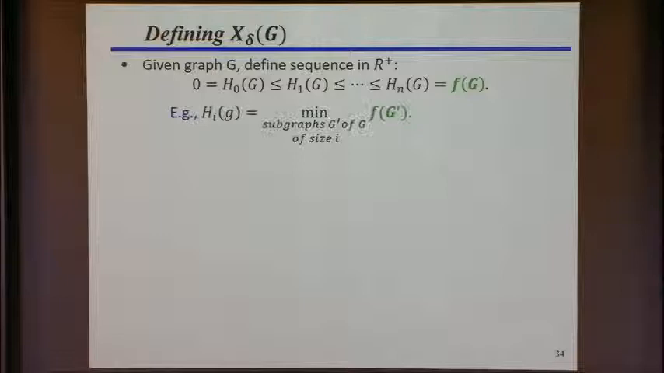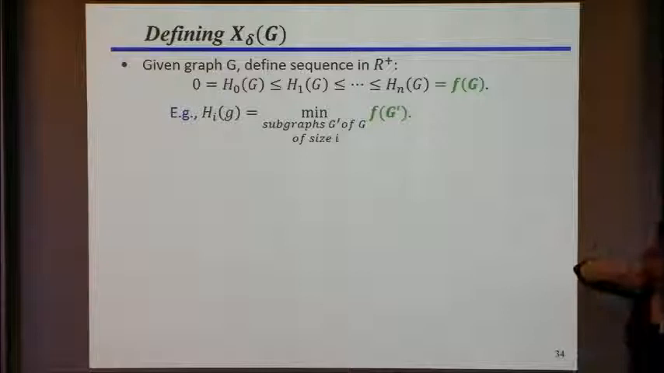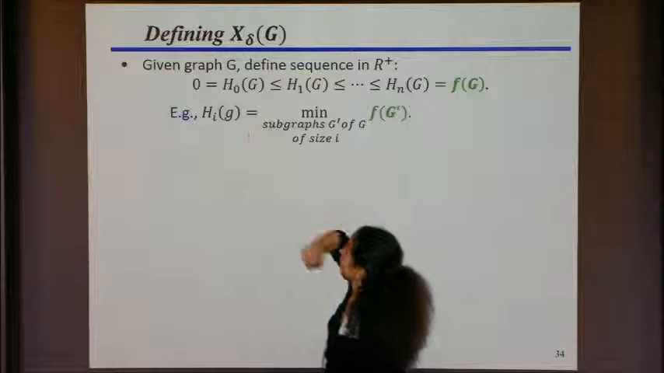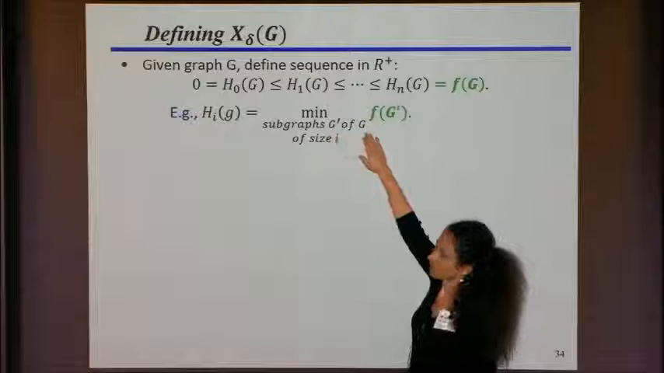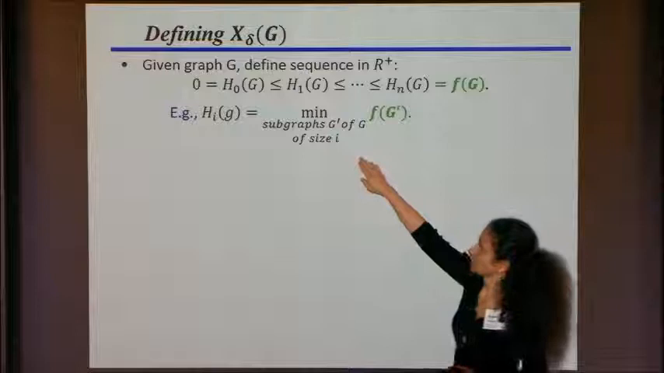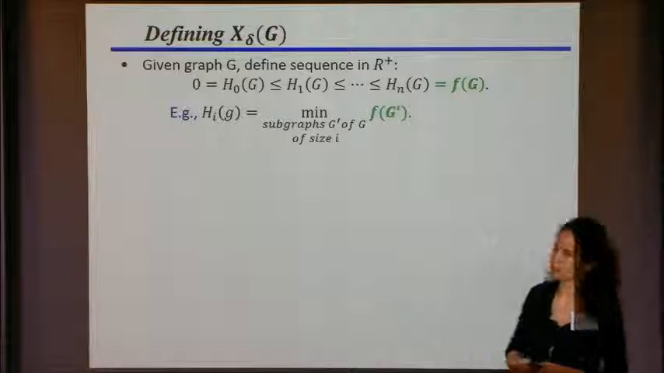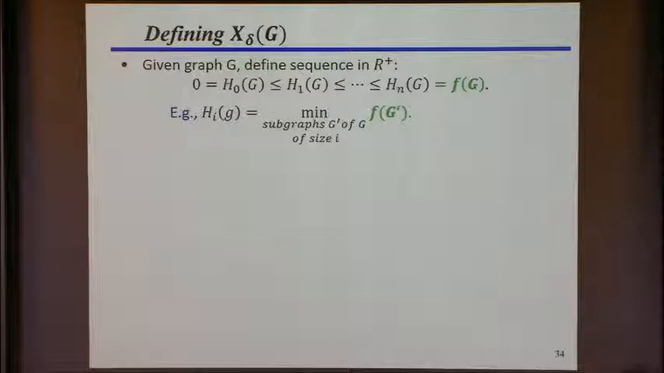One function that you can think about there: h sub i of G, where G is the capital G graph, is the minimum over all subgraphs of the graph G which have i nodes, so of size i. What's the minimum value of my function? For the number of triangles, what's the smallest number of triangles I can get in a subgraph of my graph with i nodes?